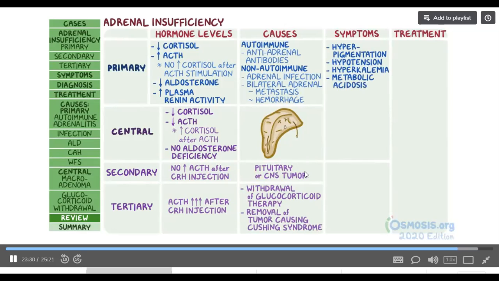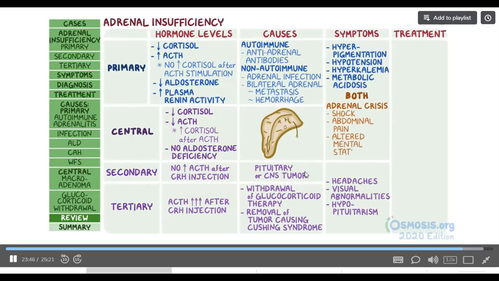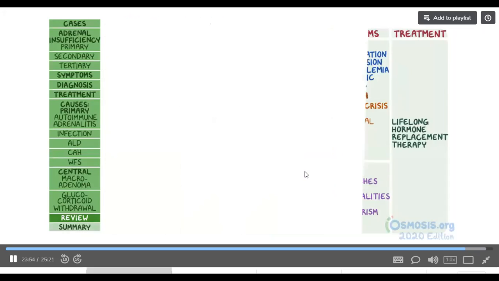Secondary and tertiary adrenal insufficiency can be associated with headaches, visual abnormalities, and hypopituitarism. Both primary and central adrenal insufficiency can present acutely as an adrenal crisis with symptoms like fever, shock, abdominal pain, and altered mental status. Treatment consists mostly of lifelong hormone replacement therapy. Now, back to our cases.